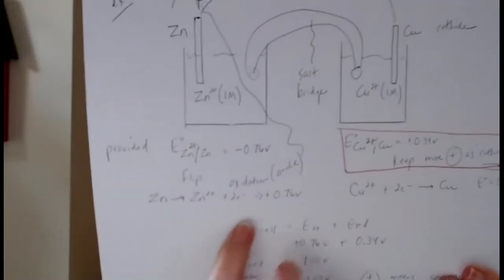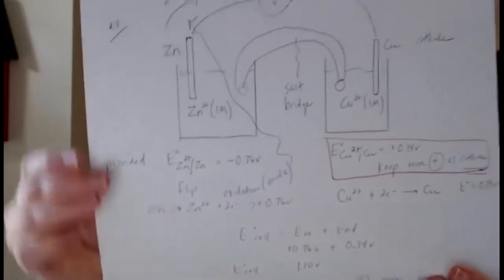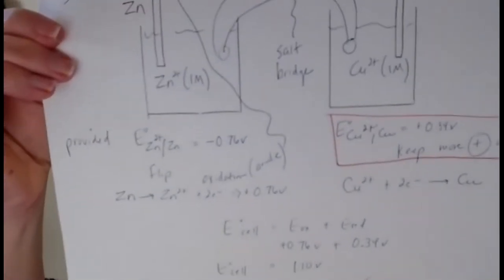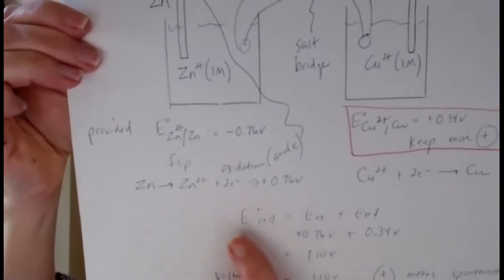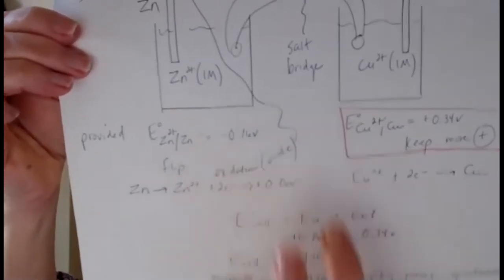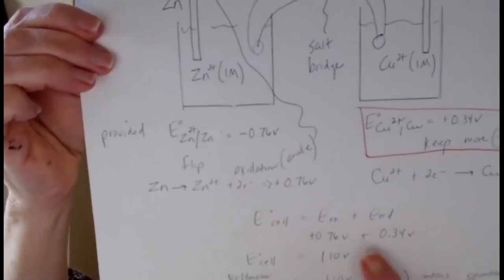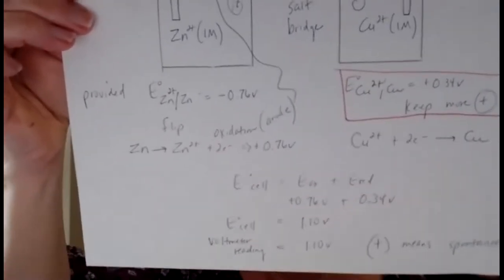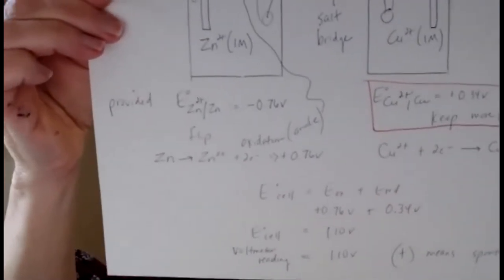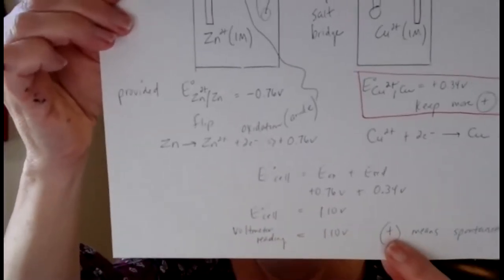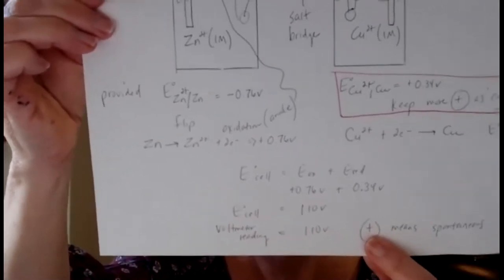So my battery, the E stands for electrode potential. Voltage is the unit. So my cell battery is simply the oxidation number plus the reduction number. And I just created a 1.10 volt battery. When you get a cell potential that's positive, that is a spontaneous reaction.